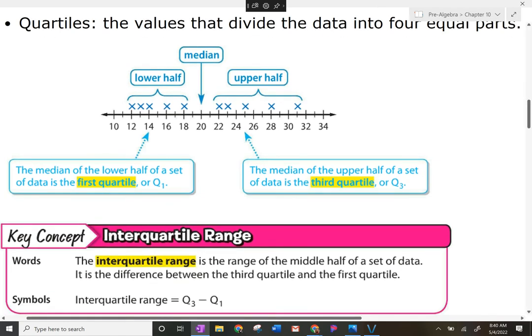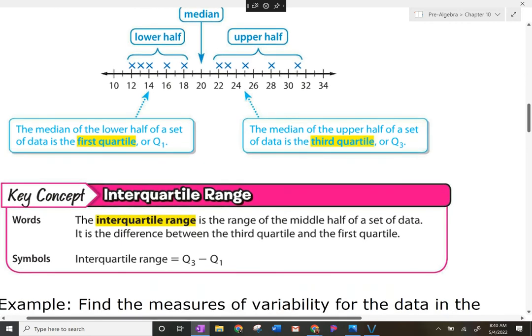What we can do with those pieces of information is we can have something called the interquartile range. The interquartile range is the range of the data from the middle half of the data. It's the difference between the third quartile and the first quartile. To solve it, we do Q3 minus Q1.